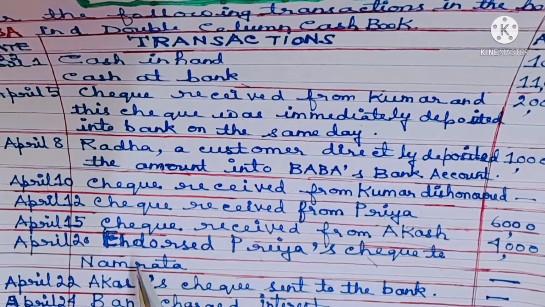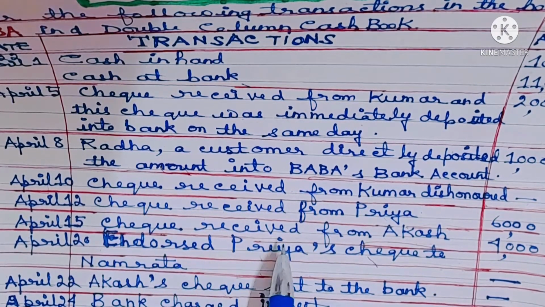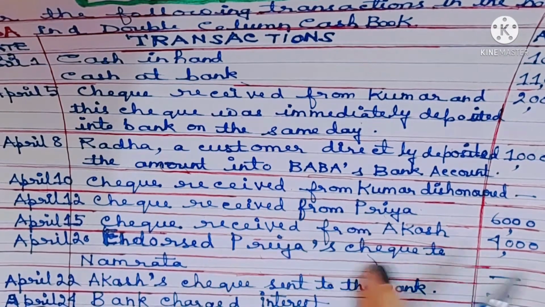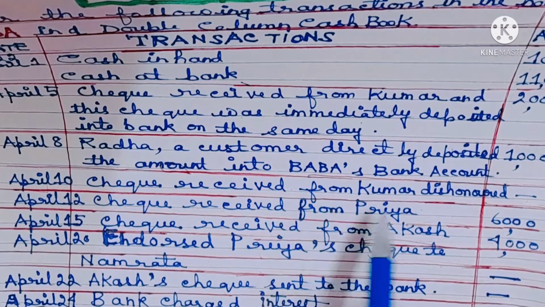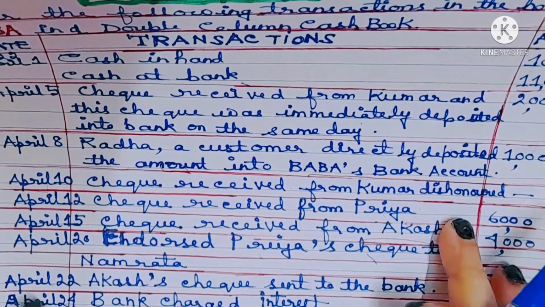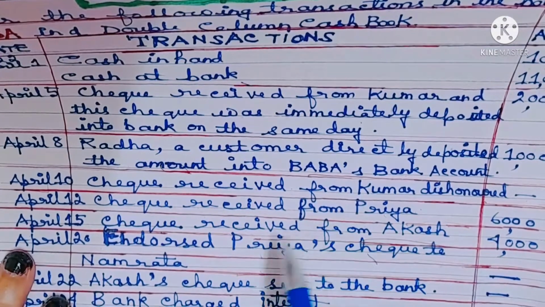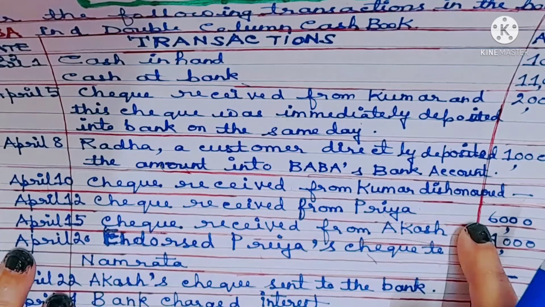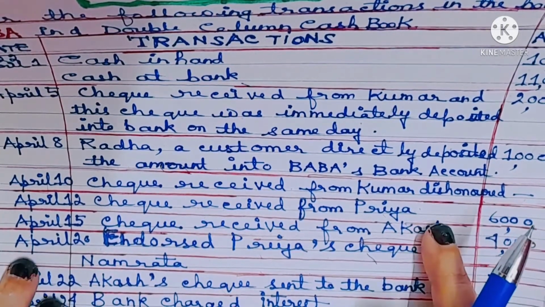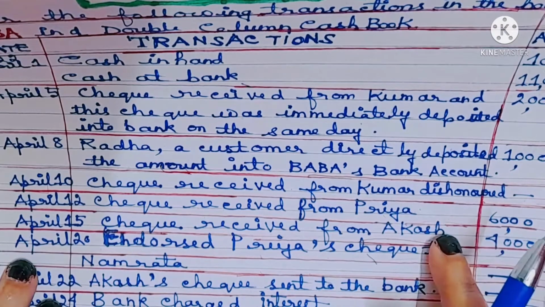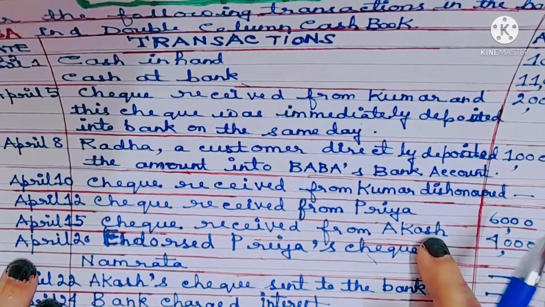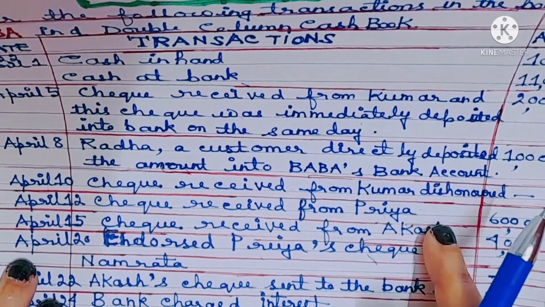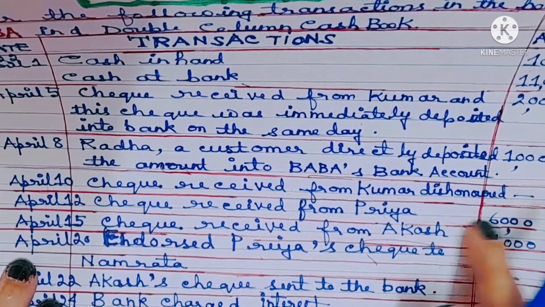Is there anything said about Priya's check? On 15th April, check received from Akash. Ignore. On 20th April, endorse Priya's check to Namrata. That means check received from Priya, but Priya's check was not deposited into bank. If the check received from Priya and not deposited into bank on the same day, what will be the journal entry? Check in hand account debit to Priya account. Why not bank account to Priya account? Because the check was received from Priya, but the check was not deposited into bank on the same day.